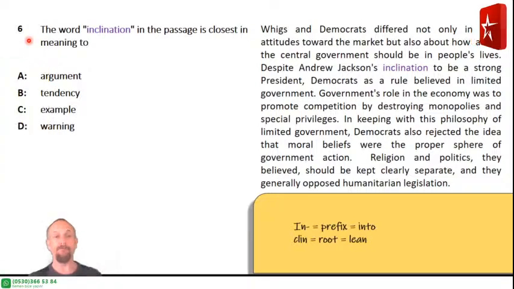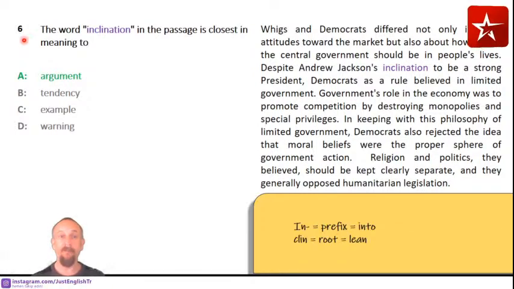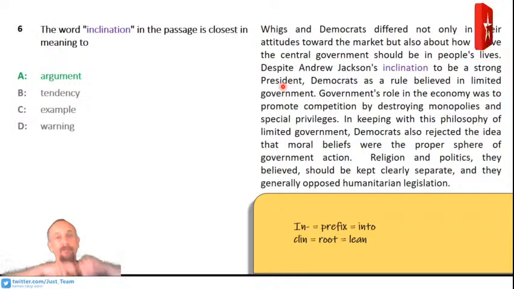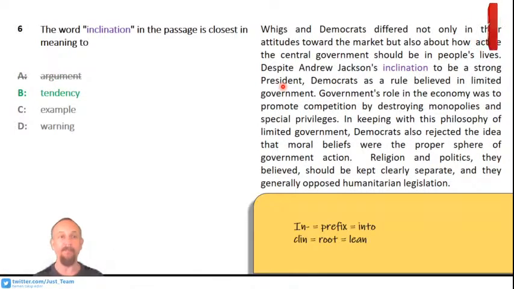So that's our clue. Now, of course, argument, this idea of into, is absent, as it were. So we can also maybe try and put that word back here, replace it. Despite Andrew Jackson's argument to be a strong president, doesn't really go with that sentence either. So we can eliminate A.